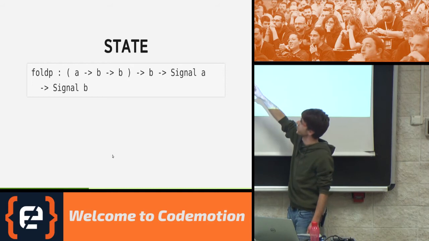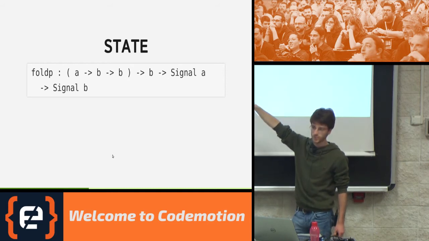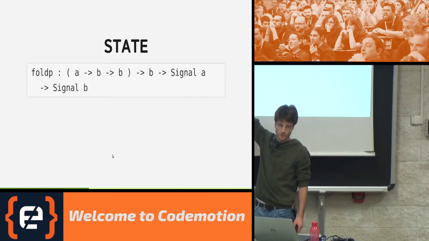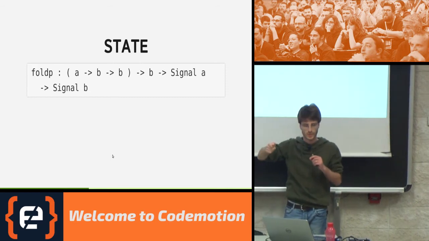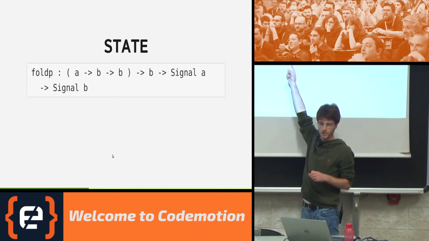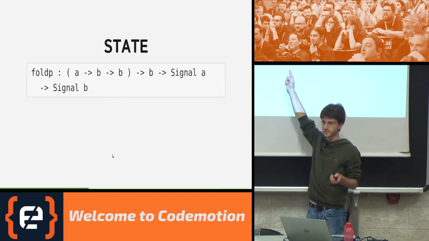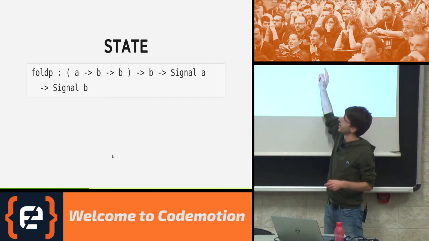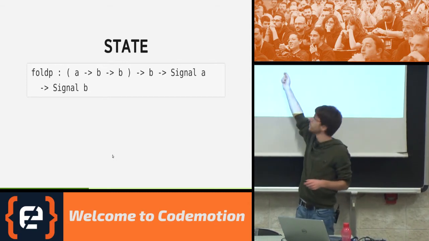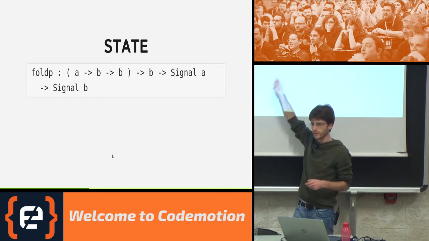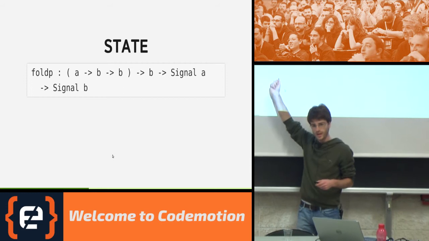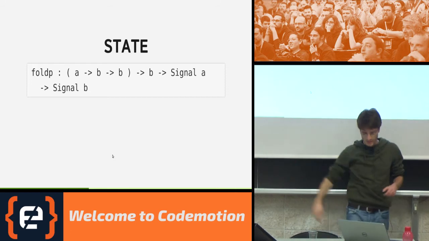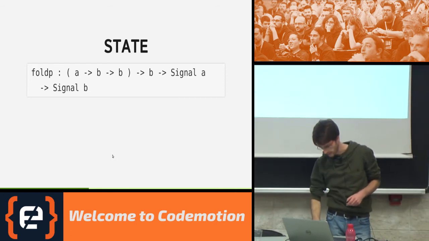It's a function that has three arguments, and it returns a value. The first argument is a function that takes an input and the current state, and returns the new version of the state. So it's just one step. Then we take the initial value of our state. We take a signal of inputs, so all the things that happen, and we use our function for every value of the signal of A. We apply this function to the current state, we get a new state, and at the end we will get a signal of the new state.